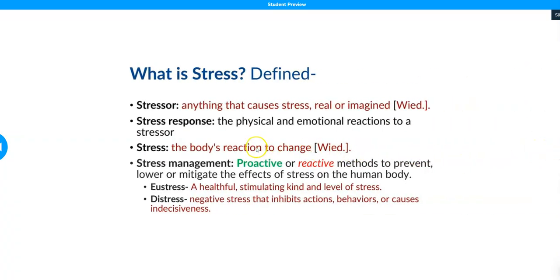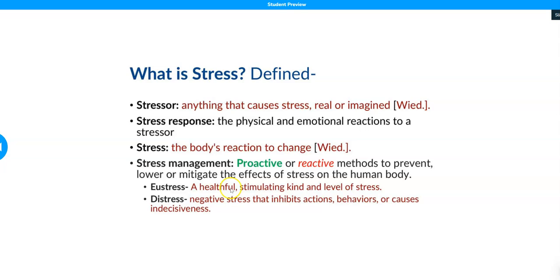So stress is the body's reaction to change. Notice there is no positive or negative to that. It is just the body's reaction to change. A stressor is anything that causes stress, real or imagined. And then the stress response, we'll see what that is based on hormones. And so stress management, you can be proactive or reactive.